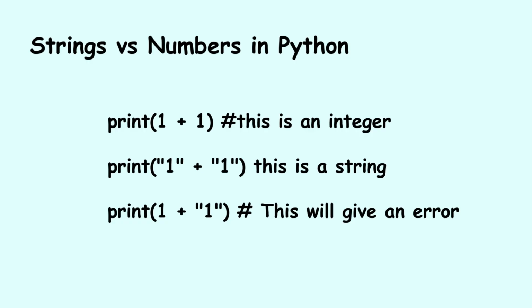Python wants you to be explicit. So if you want to combine a number and a string, you need to convert one of them manually, either turn the string into a number, or the number into a string. Alright, let's head into the editor and try this out together.